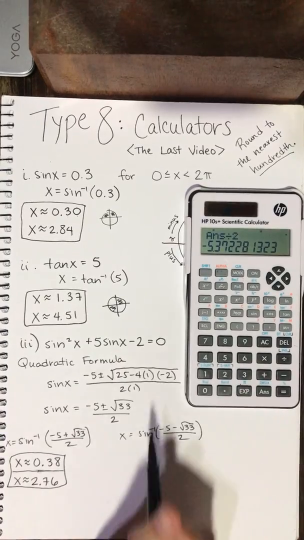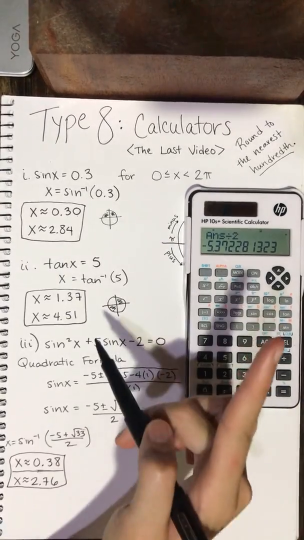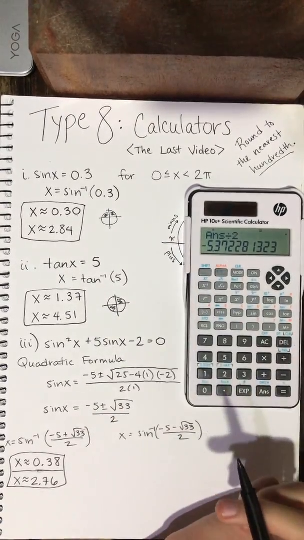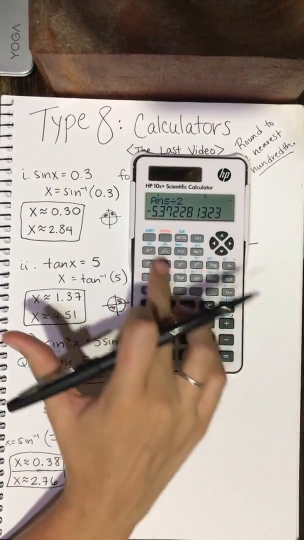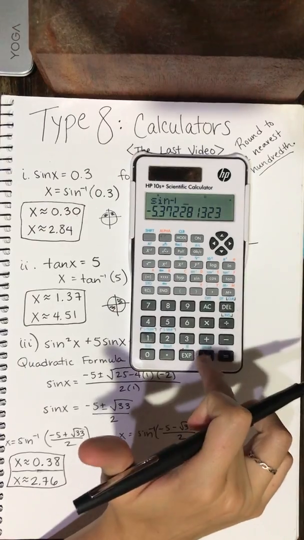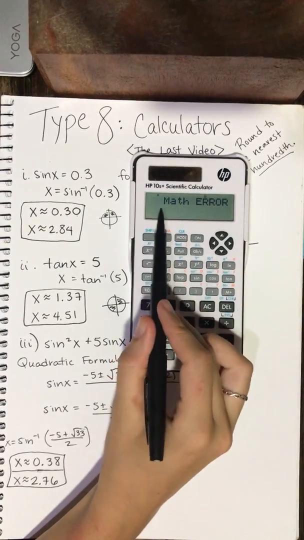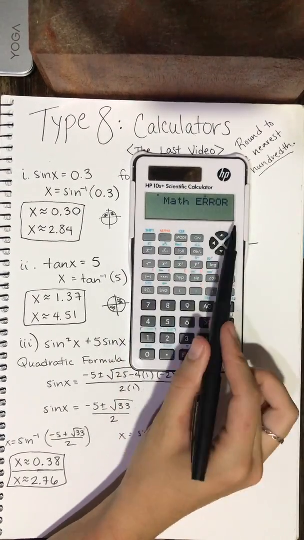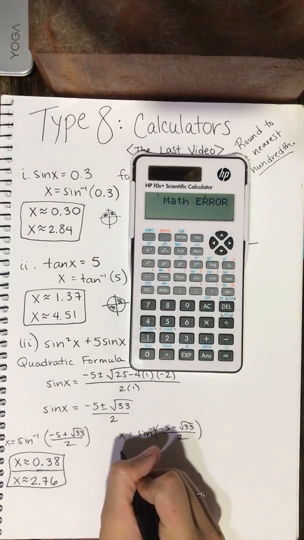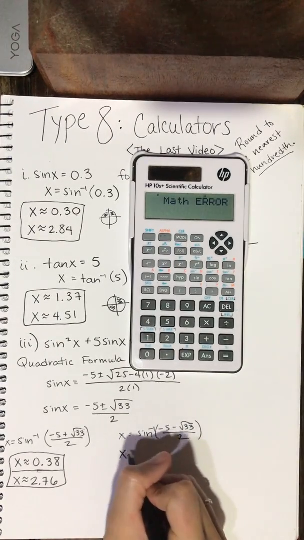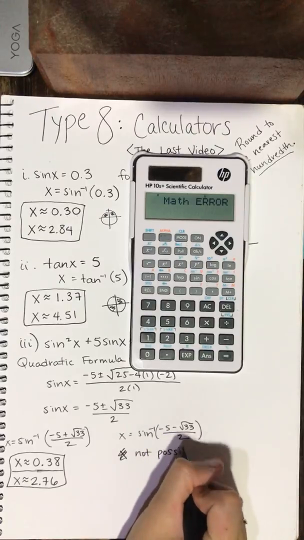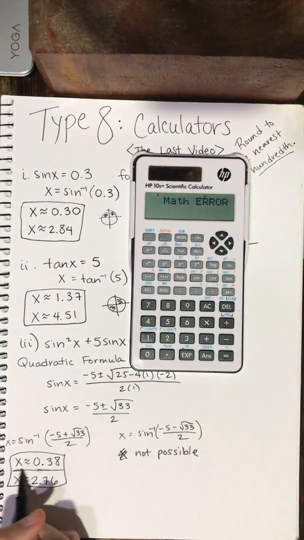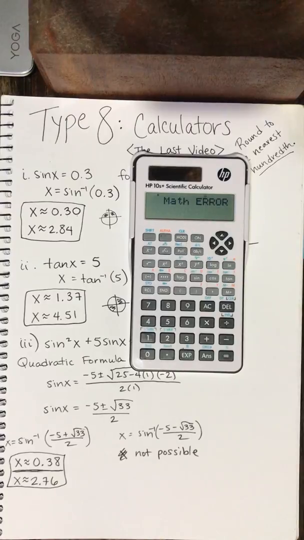So hopefully you saw this, took note, and thought, well, I'm not going to have a solution here. But maybe you didn't. Let's see what happens. We're going to do sine inverse of that answer, and we get a math error. Not possible. So x, well, it's just not possible. Which means we have just these two solutions, and we're done.